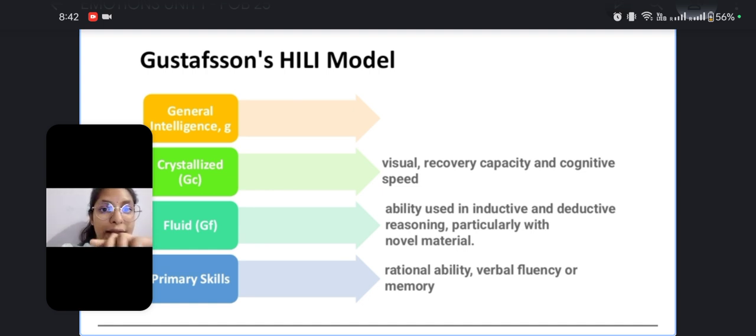So we had discussed this in your assignment, where you write about the intelligence theories. Thurstone's primary skills: he came up with 7 primary mental abilities, which is not hierarchical at all, it is non-hierarchical. He listed out 7 primary mental abilities, such as reasoning ability, verbal fluency, etc. Along with the hierarchical aspects of having a general intelligence, which is further divided into general crystallized, general fluid, and then primary skills. So a compilation of all four encapsulates Gustafsson's HILI model.